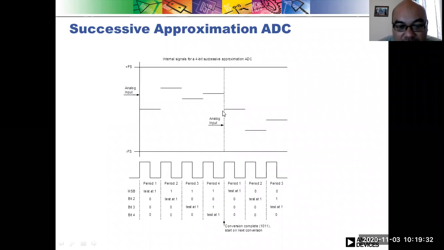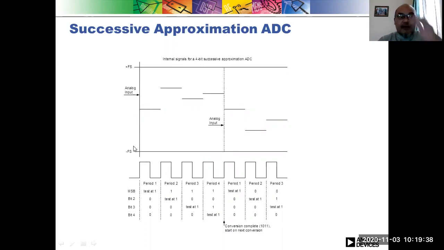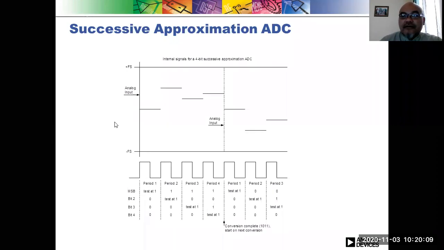For example, here we have an analog input at this level, between the negative full scale and positive full scale. This is an example for a 4-bit successive approximation ADC, so it has only 4 digits. The first step: the most significant bit will be put at 1. With 4 digits, that means 1 0 0 0. So first it approximates 1000.